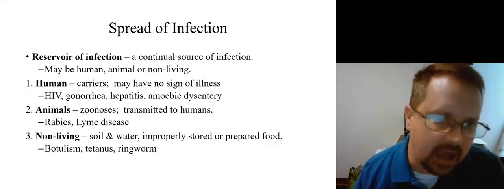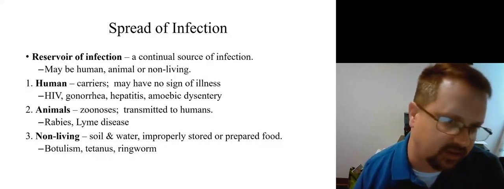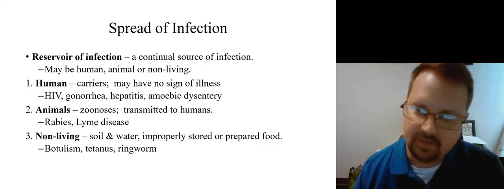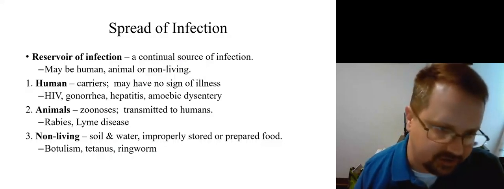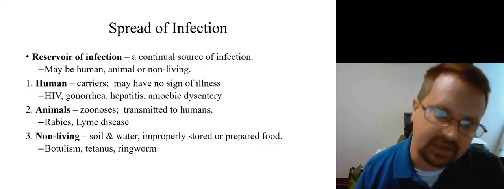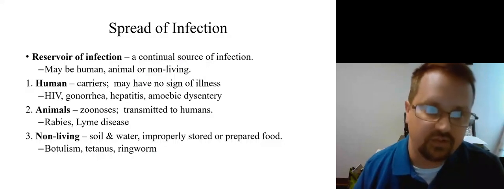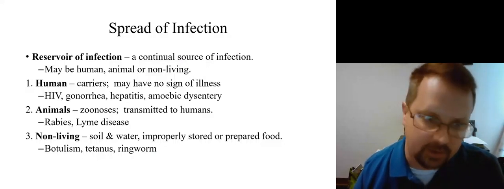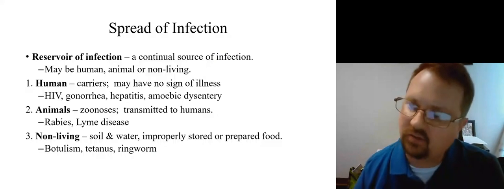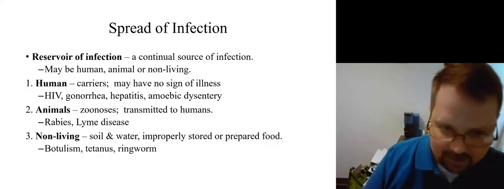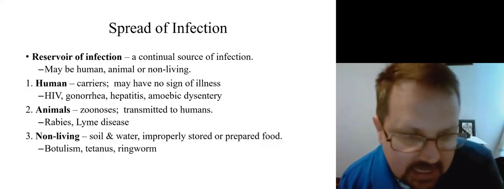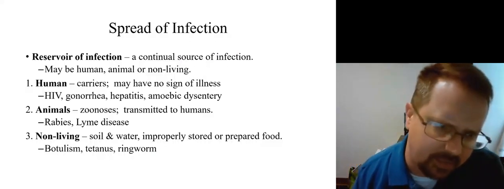For example, human carriers may have no signs of illnesses like HIV. They may have the virus but haven't started to show the disease. Gonorrhea, hepatitis, amoebic dysentery, and you can get that from them. Animals that have zoonoses can transmit them to humans. Rabies is one of the really nasty ones. Rabies is a diabolical, terrifying virus. Lyme disease, for example, can be spread from animals.